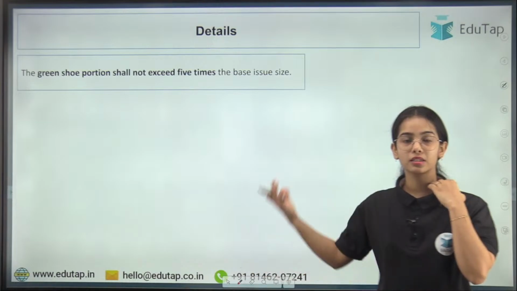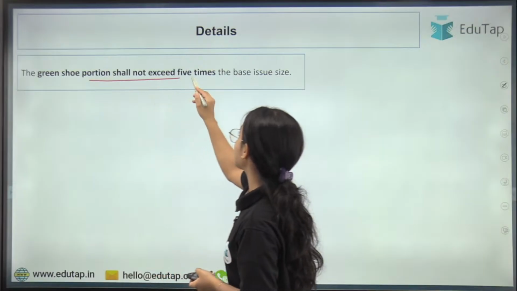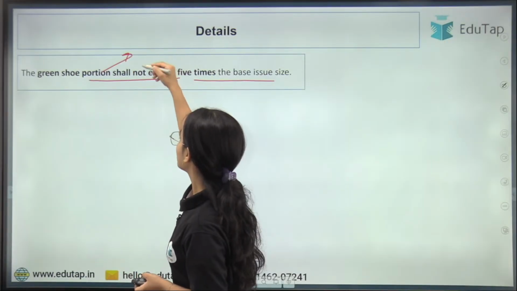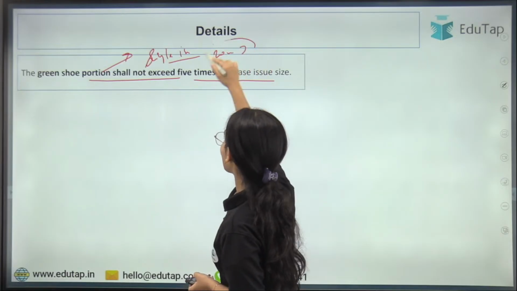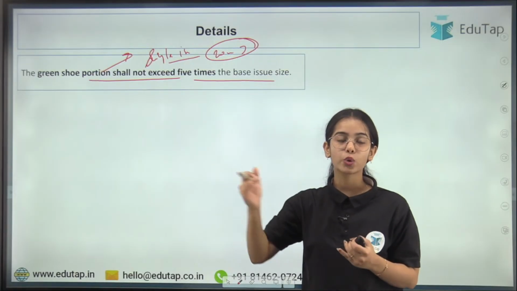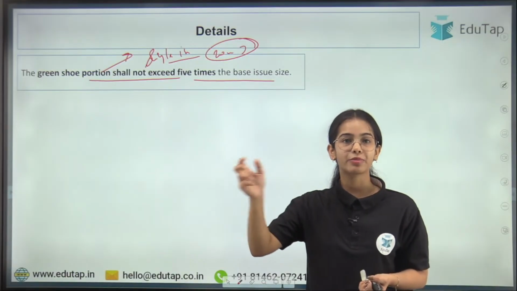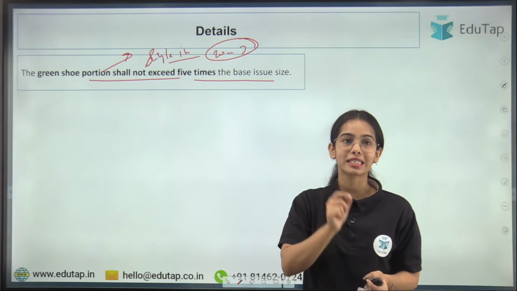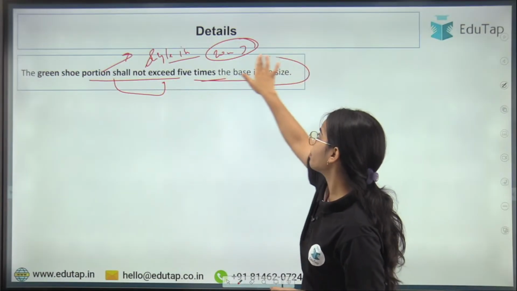Now, we are towards the last slide for this news article. So, the green shoe portion shall not exceed 5 times the base size issue. See, green shoe portion is usually in the case of a single issue. When a single issue is happening of, let's say, 20 crores or more, it is mandatory to do the private placement through the EBP platform. Now, in the case of a single issue, there is a term known as green shoe portion. Now, the green shoe portion shall not exceed 5 times the base issue size.